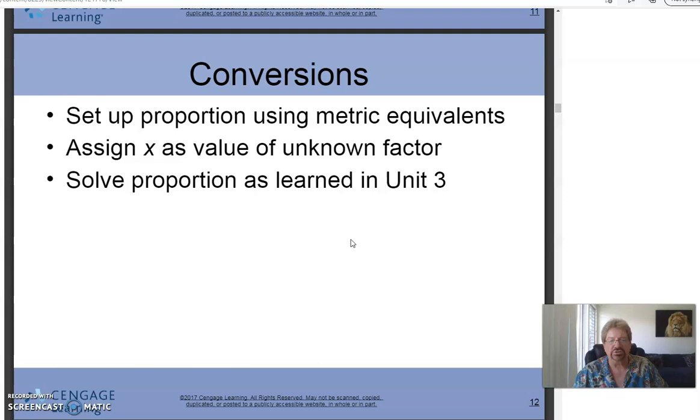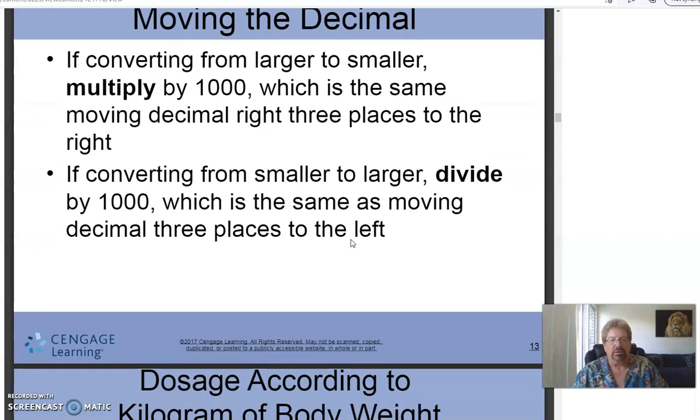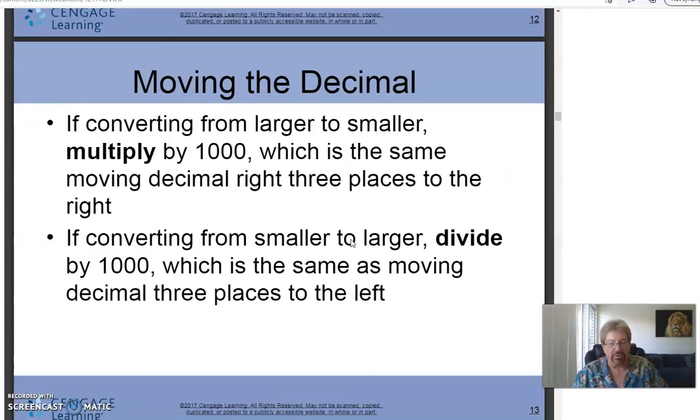Conversion: set up a proportion using metric equivalence. Assign x as a value of unknown factor. Solve proportions learned in Unit 3. Now, if you're making calculations within numbers that are within the metric system, guys, all you got to do is move the decimal point. If converting from larger to smaller, multiply by 1,000, which is the same as moving the decimal point 3 places to the right. If converting from smaller to larger, divide by 1,000, which is the same as moving decimal places 3 to the left. Now, this would be you're going milli and kilo.